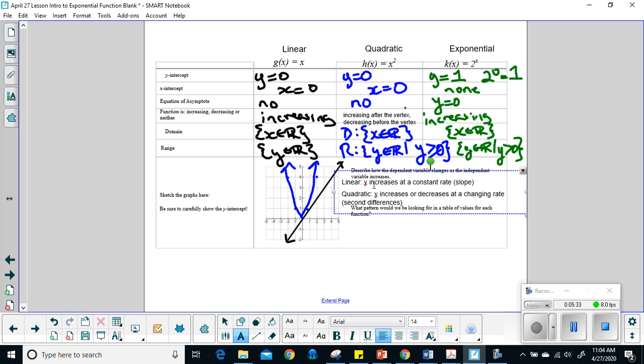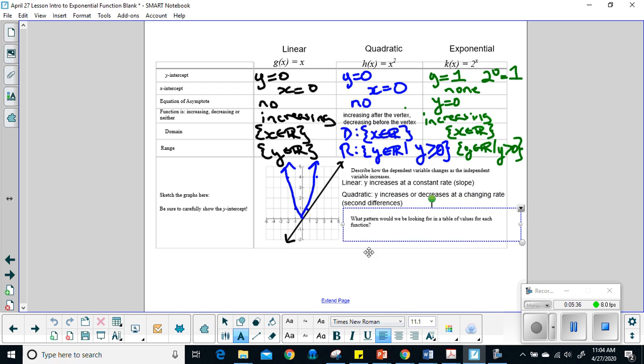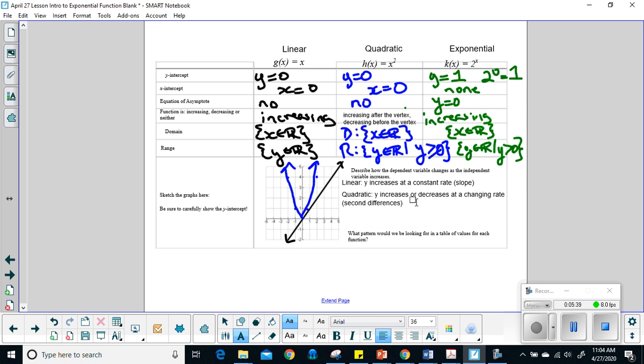Okay, that's my key. And then for my exponentials, exponential, we see that y increases at an increasing rate. And in this case, it's a common multiple of whatever that base is. So in the case here, where I had 2 to the exponent x, it's increasing by a factor of 2. Okay, because I have 2 to the x.